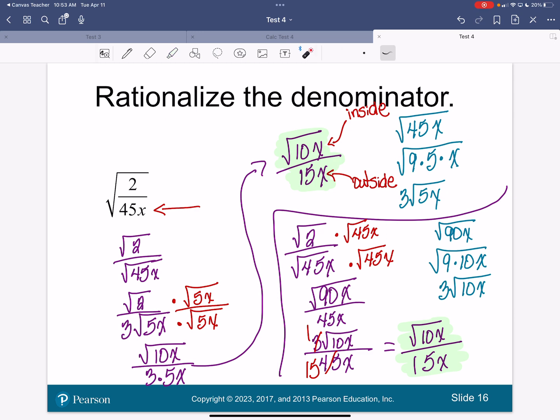Okay, so it doesn't matter which way you do it. I believe it's easier to go ahead and simplify this first, because you're going to have to simplify it at some point. I think it's easier to go ahead and simplify that first. Okay. Can we go to the next one?